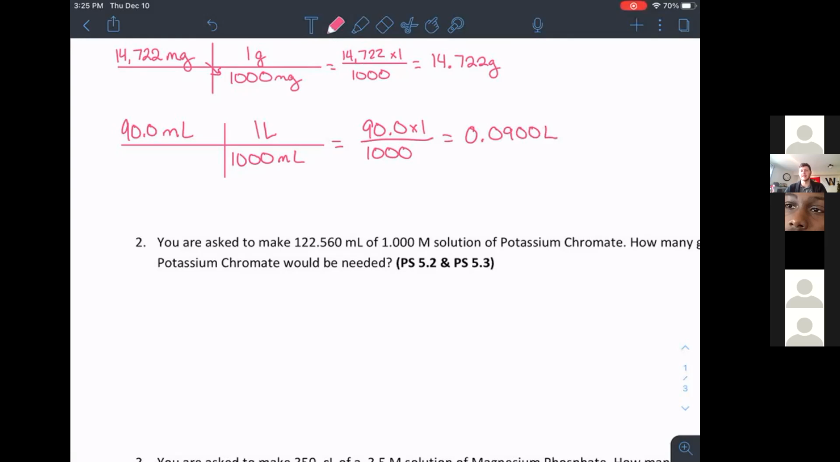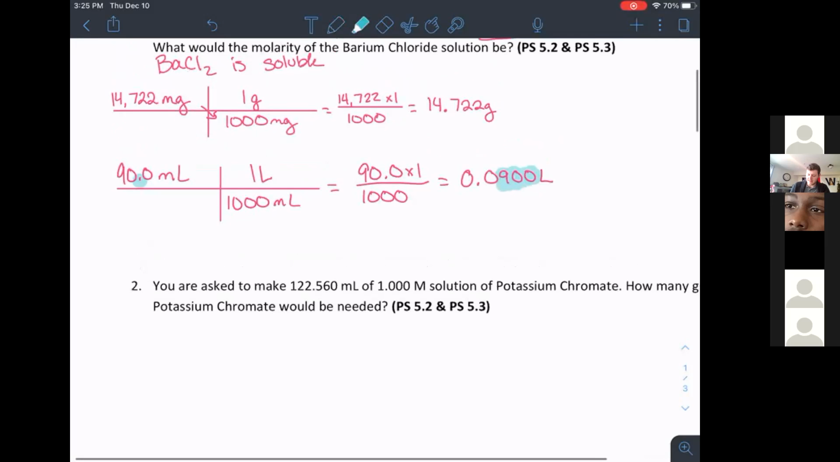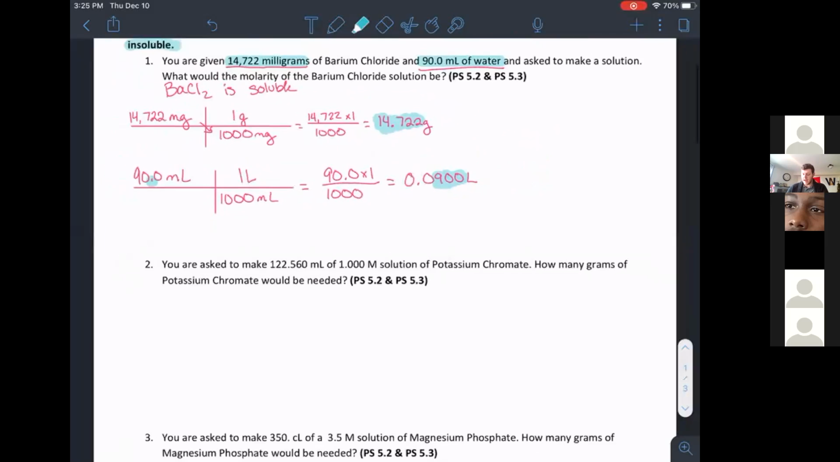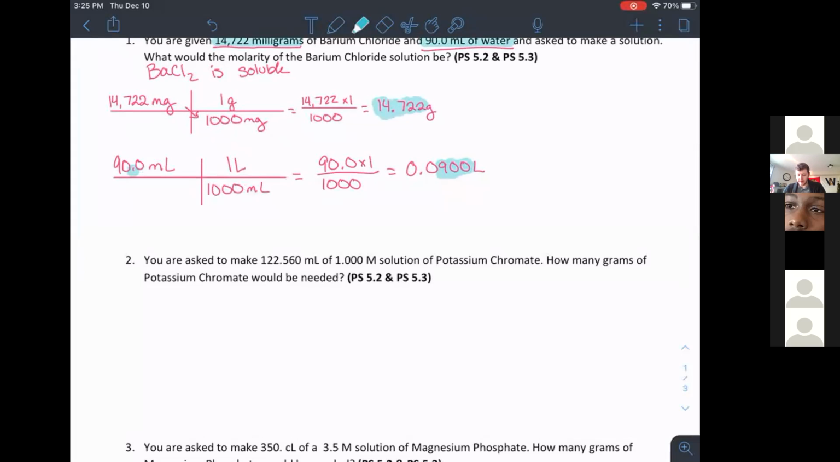0.0900 liters. Remember, we want to keep those significant figures, and because there's that decimal point right there, that makes these 2 zeros significant, which means we have 3 significant figures here, and this one has 5 significant figures here, just like in the original value. So when we're solving for things at the end, we got to make sure our significant figures do in fact stay the same. The next thing we have, we're looking for that molarity.